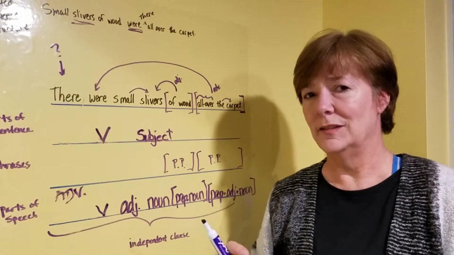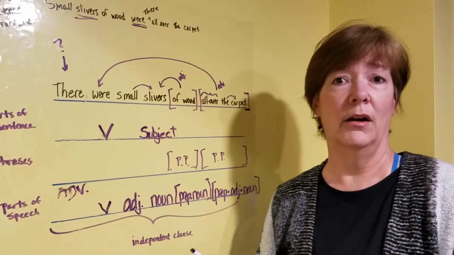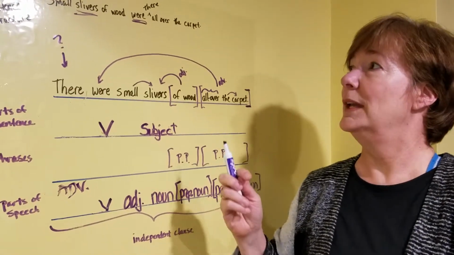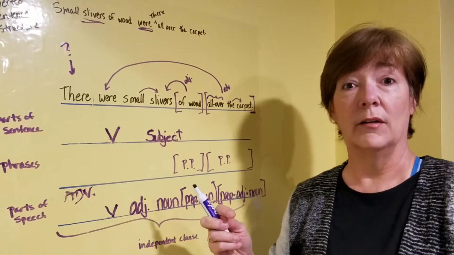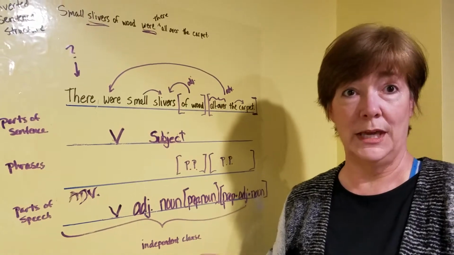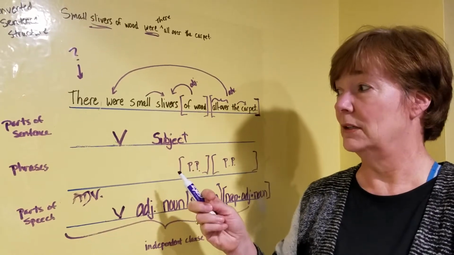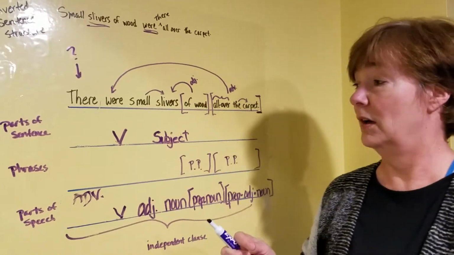But it's not actually a subject complement because it doesn't replace the subject. Slivers and there are not the same thing. So what it does is it says where those slivers are. So it becomes what's known as a locative complement, based on the word location. It tells the location of the subject. The slivers of wood are there all over the carpet.